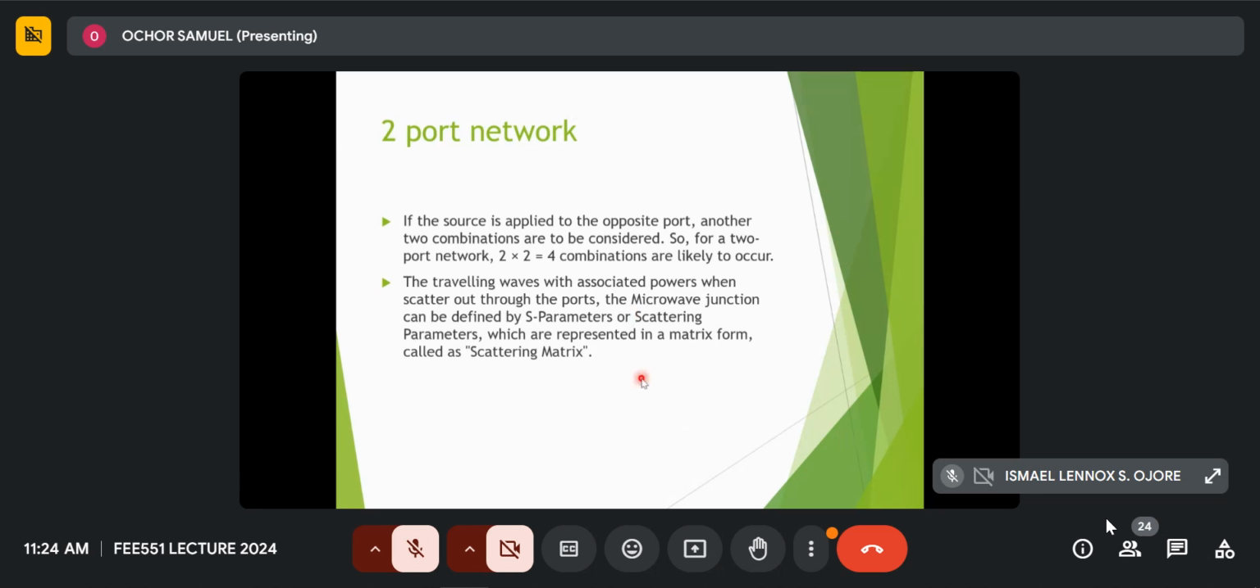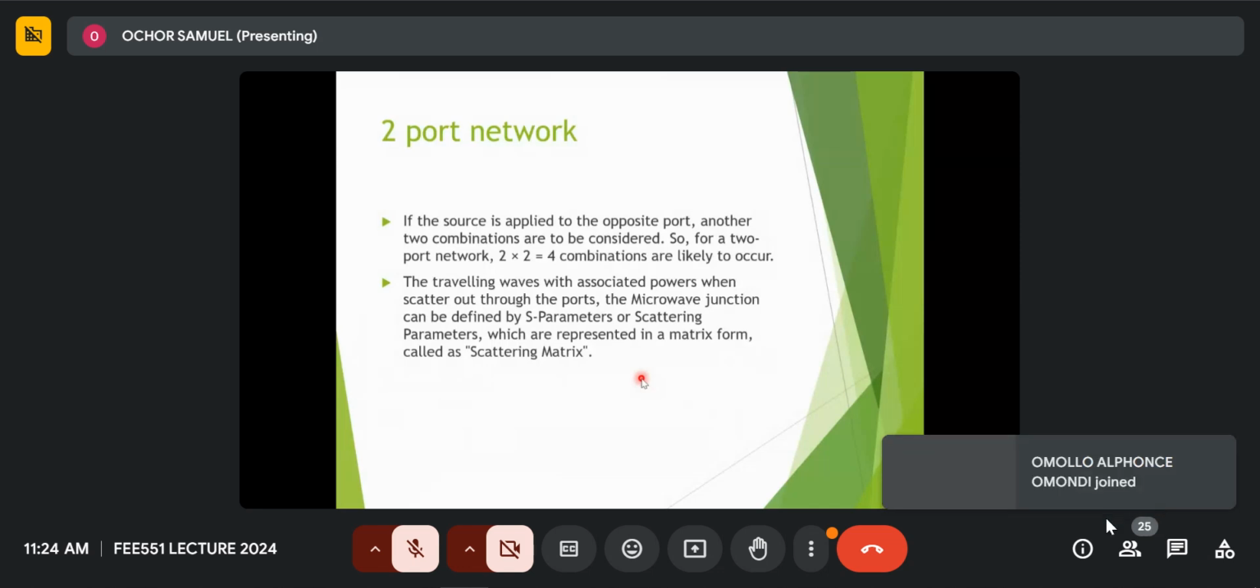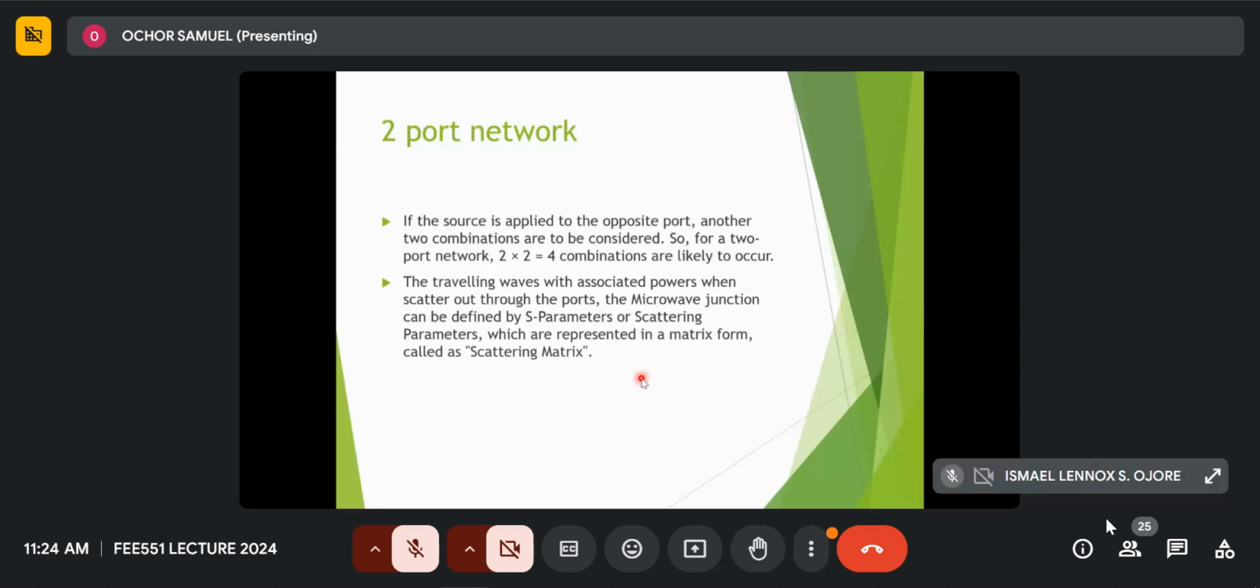This is what we have just explained, and the traveling waves with the associated powers, when scattered out of the ports, the microwave junction can be defined by the S parameters. Now, we are going to see the components of what is going to be reflected on what port and what is going to come out of what port. Next slide.